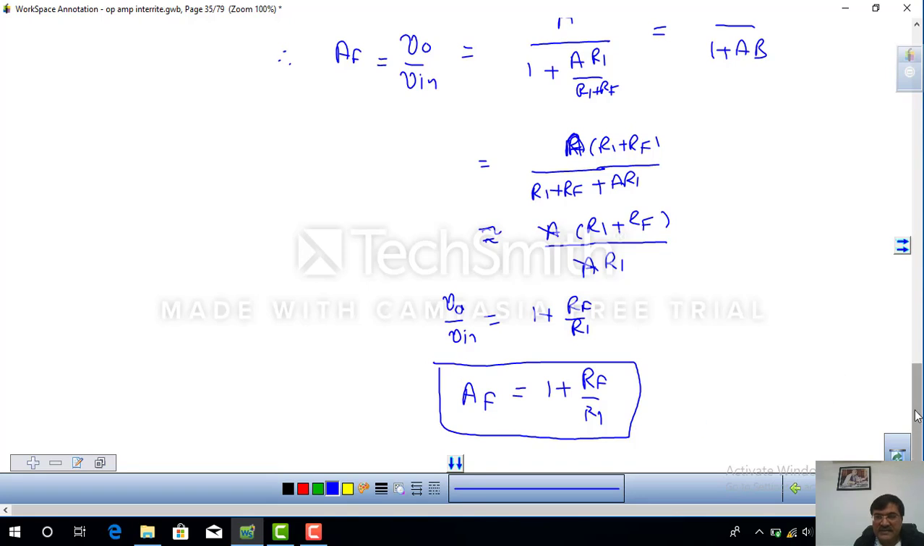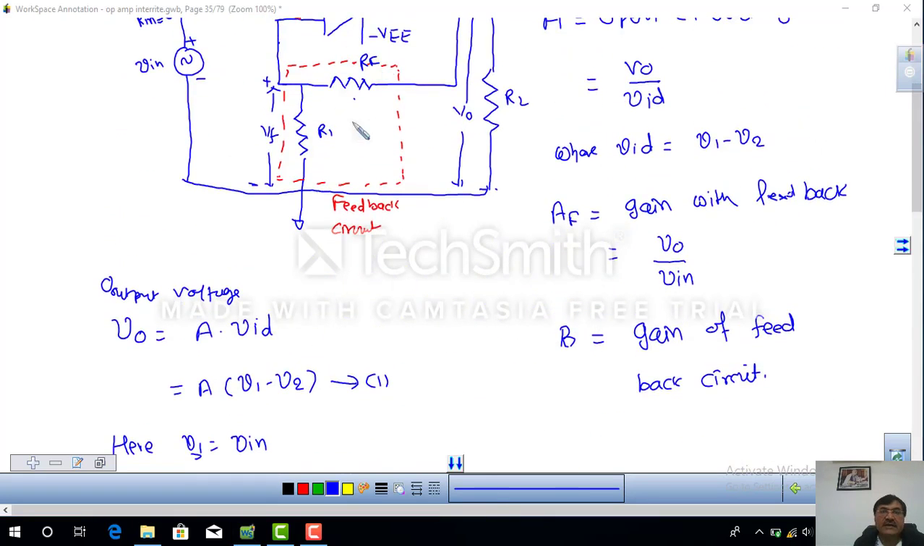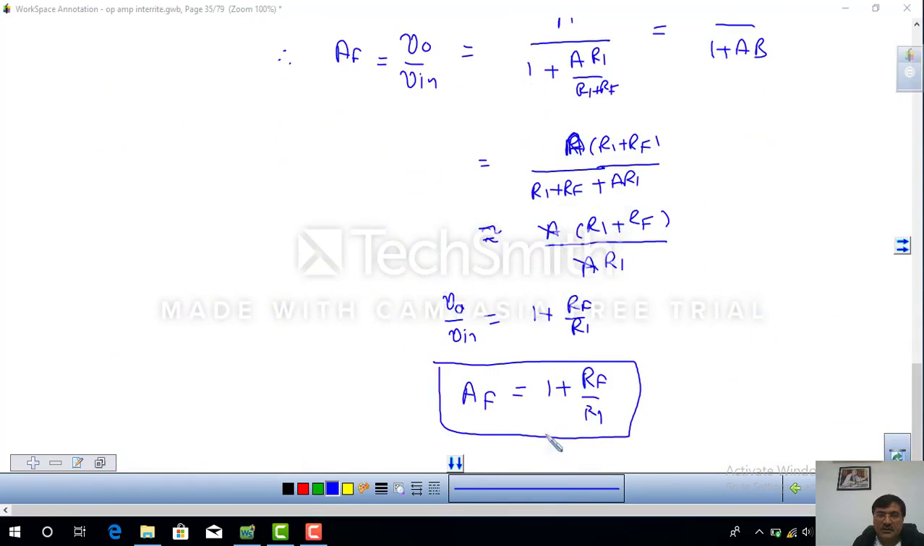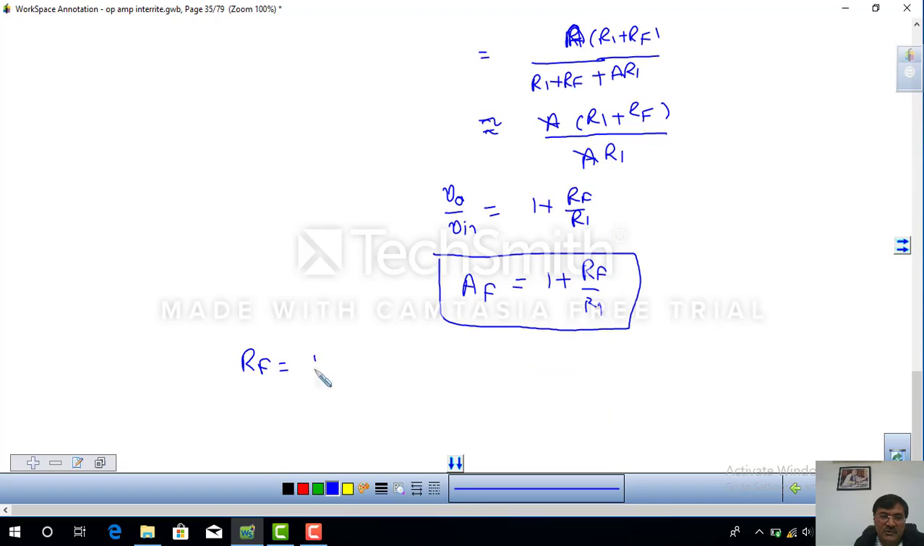So by selecting the values of RF and R1, we can adjust the gain. But one thing is sure, for an op-amp with a feedback circuit that is non-inverting, the gain is always more than 1, because this formula is 1 plus RF upon R1. So by selecting the values of RF and R1, we can set the gain of the op-amp. Suppose RF is equal to 1K and R1 is 100 ohm, then AF is equal to 1 plus 1000 upon 100. So we get 11.